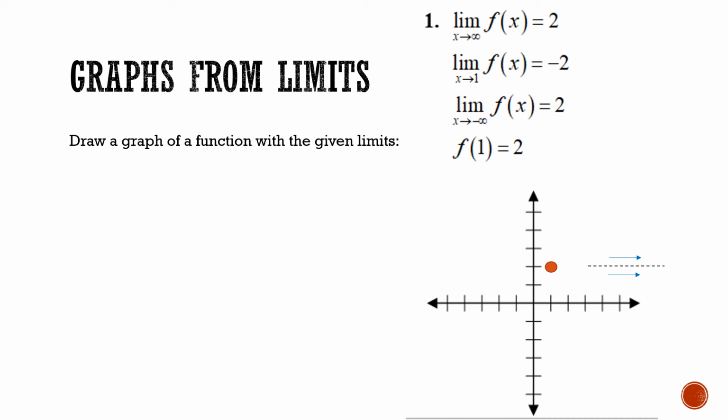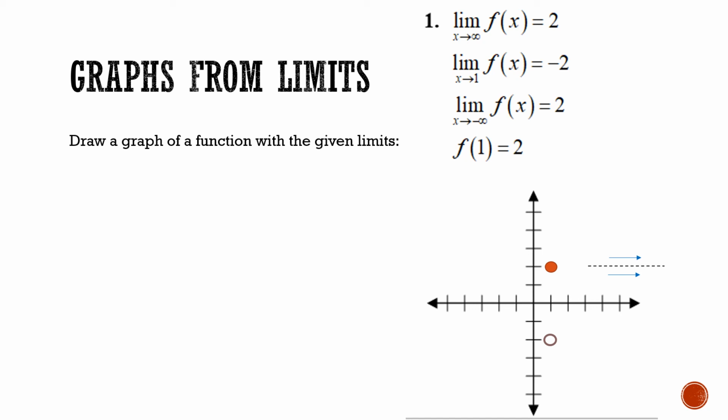Then, moving on, I have the limit as x approaches 1 of f of x equals negative 2. Since it says x approaches 1 and it didn't give me the right or the left, I know that it is from both the right and the left that it equals negative 2. So at 1, I'm going to go down to negative 2.